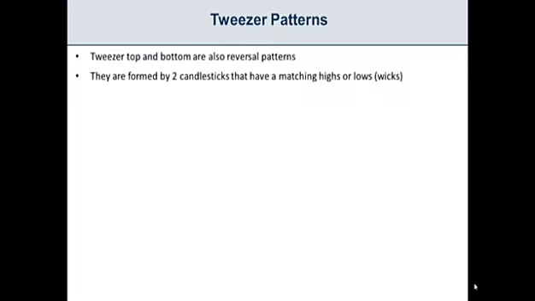Now let's go to the second type of double candlestick formations, the tweezer patterns. We call them tweezer top and tweezer bottom. And these two tweezer patterns are also reversal patterns found at the top of an up move or at the end of a down move. They are formed by two candlesticks that have a matching high or low. It means that the last two candlesticks have the same wick length.